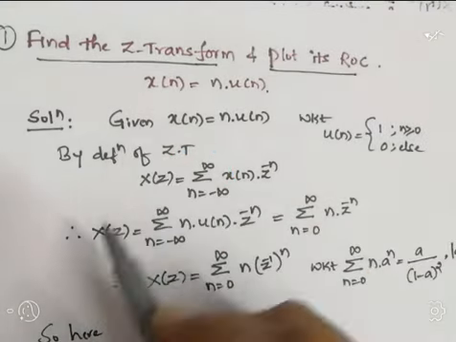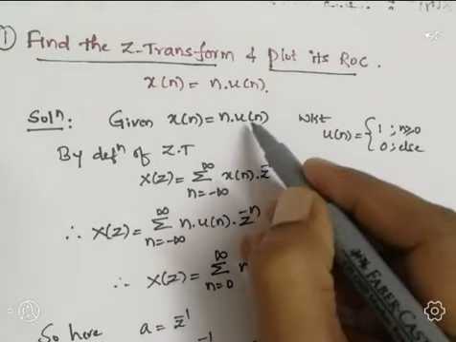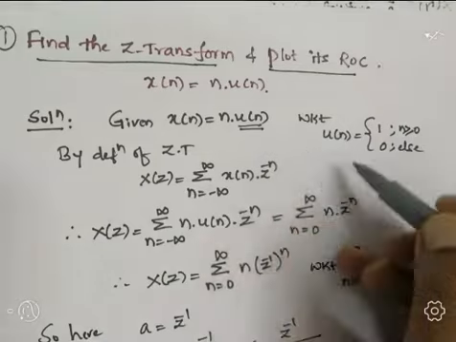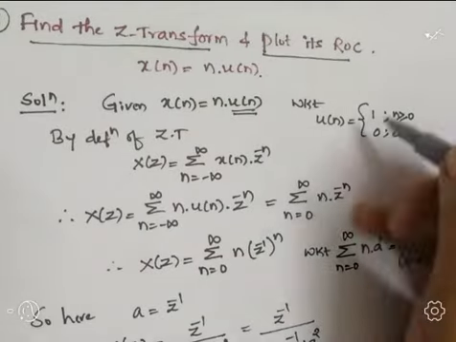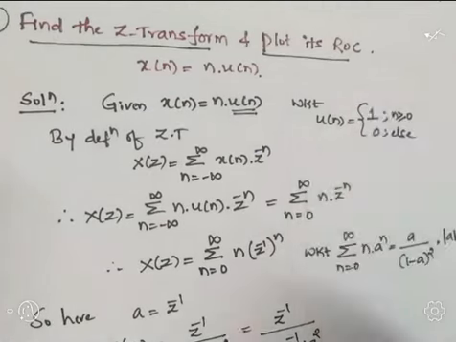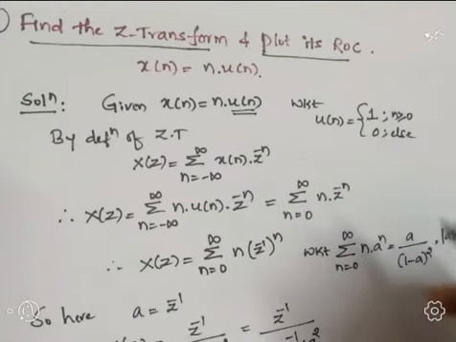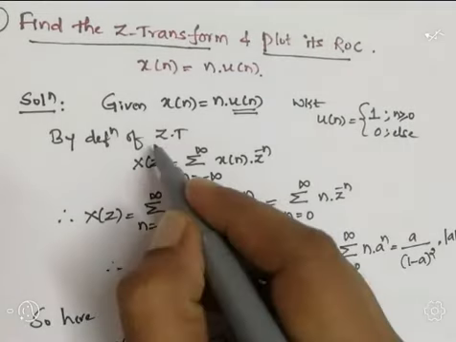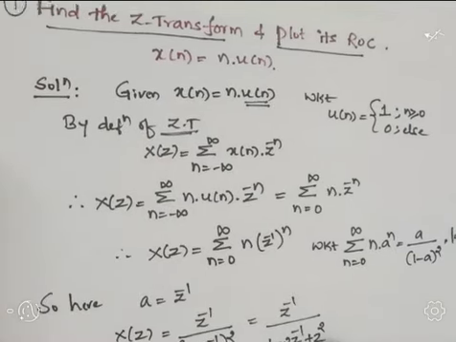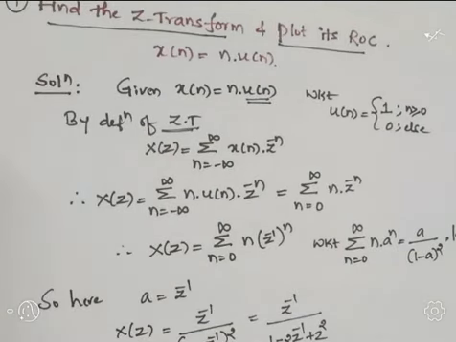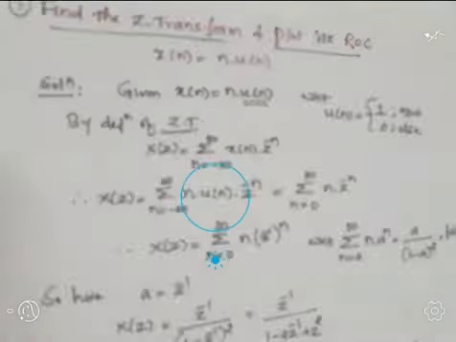First, I will write the given sequence x of n equal to n into u of n, where u of n is a step signal. The definition of step signal we can write: u of n equal to 1 for n greater than or equal to 0, else it is 0. So let us write the definition of Z transform. X of z equal to summation, with limits minus infinity to plus infinity, x of n multiplied by z to the power minus n.